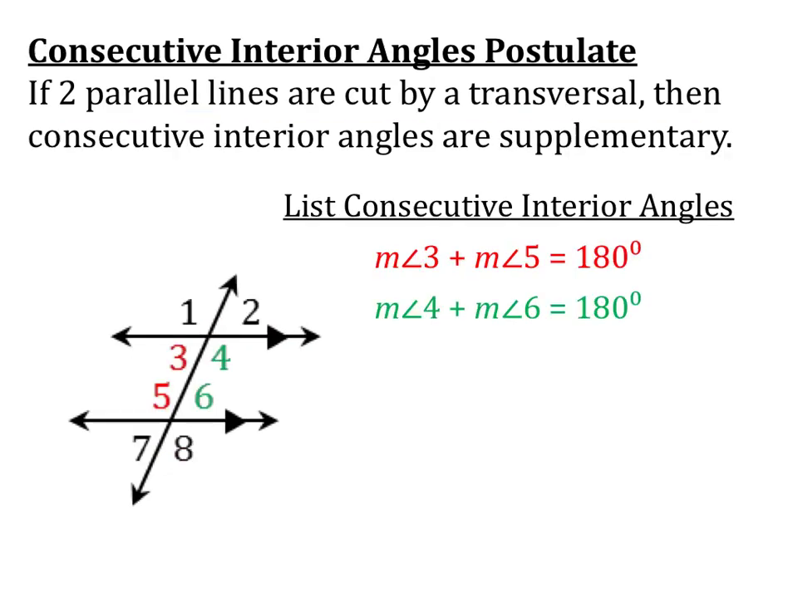And last, consecutive interior angles postulate says that if 2 parallel lines are cut by a transversal, then consecutive interior angles are supplementary. It's very important since this one is different from the other 3, bringing in the supplementary angles that you remember that consecutive interior are supplementary. So that means angle 3 plus angle 5 is going to equal 180, and angle 4 plus angle 6 is going to equal 180 degrees.